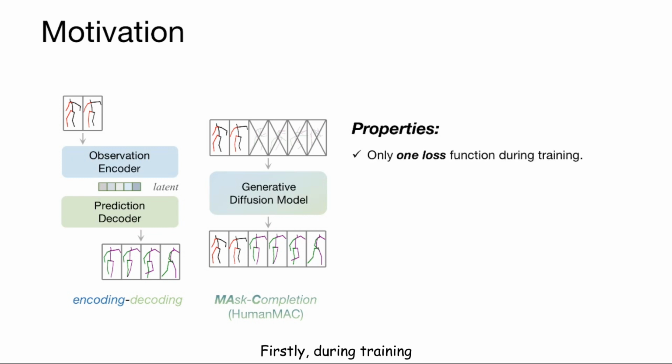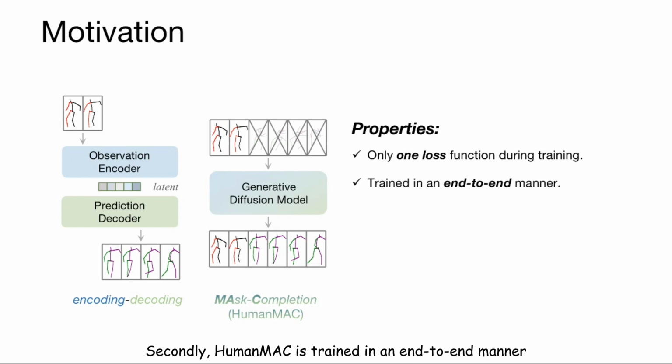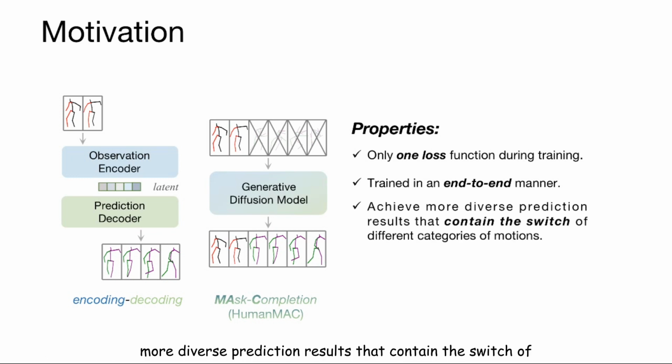Firstly, during training, there is only one loss function in the objective of HumanMAC. Secondly, HumanMAC is trained in an end-to-end manner, which is remarkably simpler to implement than multi-stage training. Furthermore, HumanMAC can achieve more diverse prediction results that contain the switch of different categories of motions, even though the switch is rare or not presented in observed motion sequences.